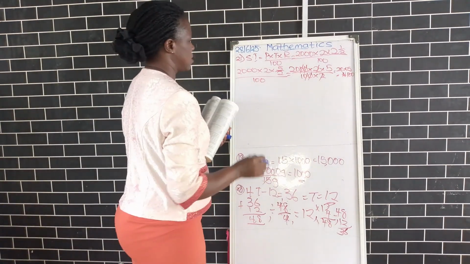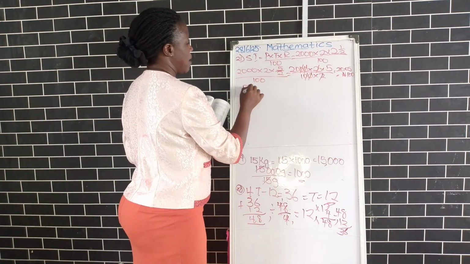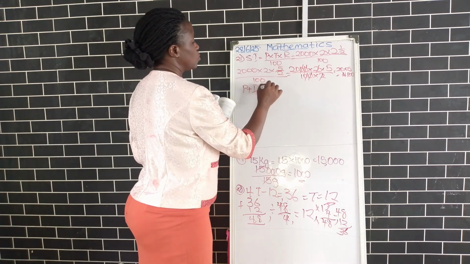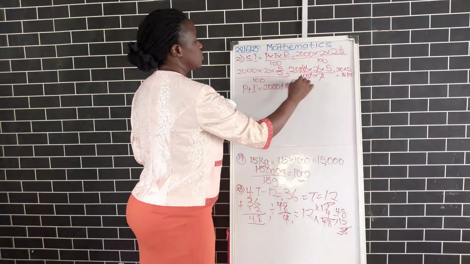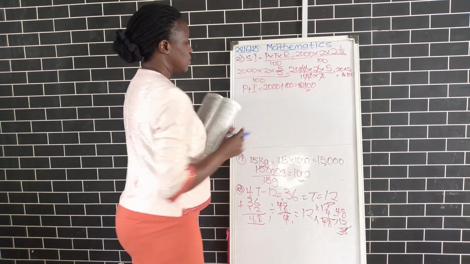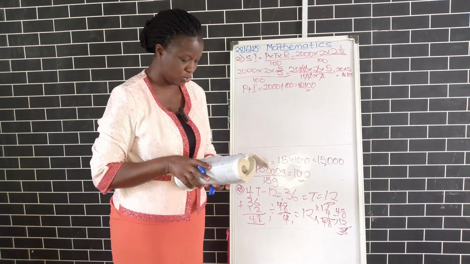Is that our final answer? No, because it will be principal plus interest, which is equal to 2,000 plus 100, which is equal to 2,100. So that is the amount he'll be paying back to his friend.